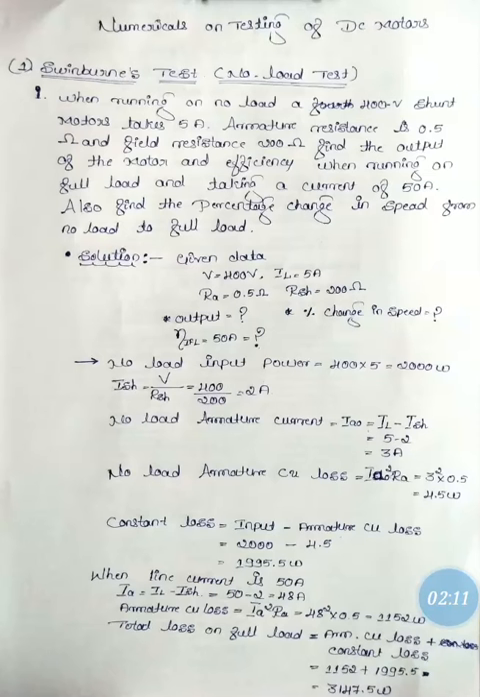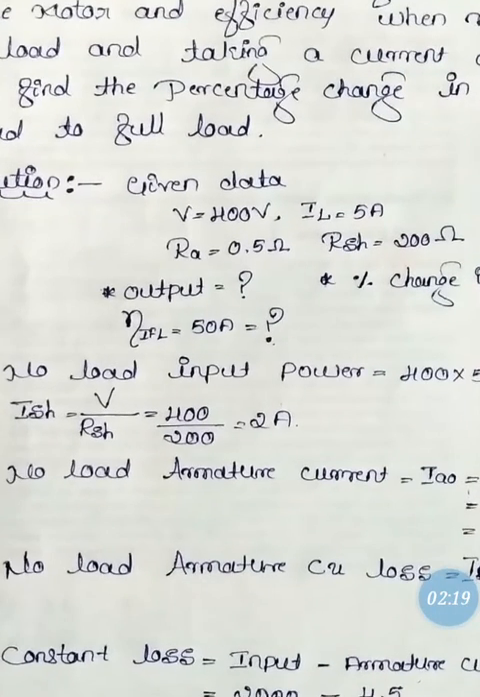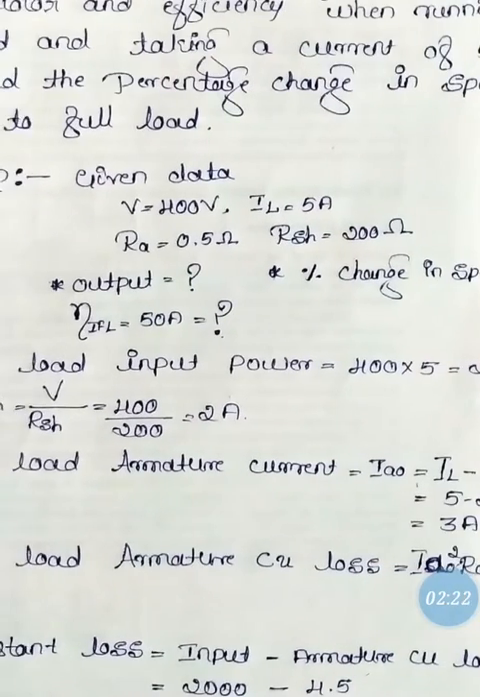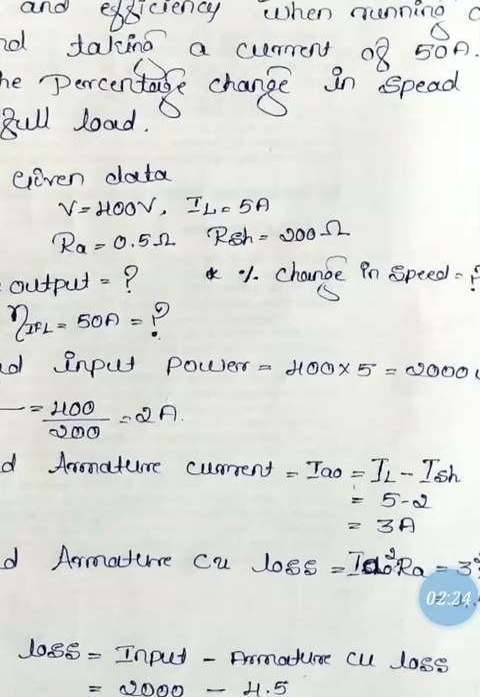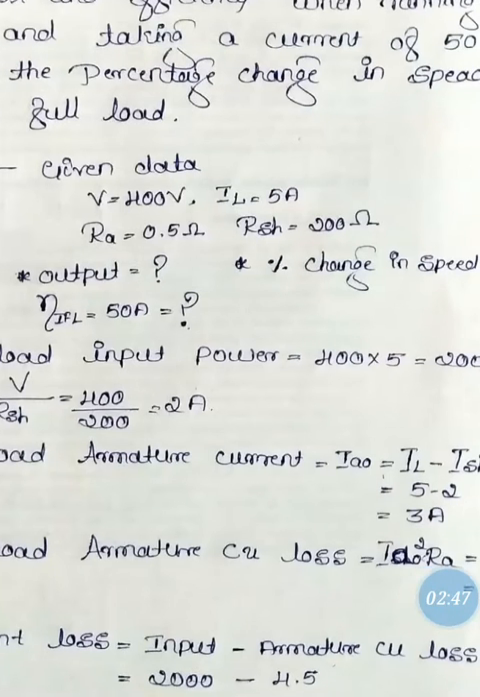So, solution. The given data is to be written: supply voltage is 400 volt, and the line current of the motor is 5 ampere under no load condition. Armature resistance is 0.5 ohm, shunt field resistance is 200 ohm. We need to calculate the output and efficiency of the motor at a full load current of 50 ampere, and also the percentage change in speed.